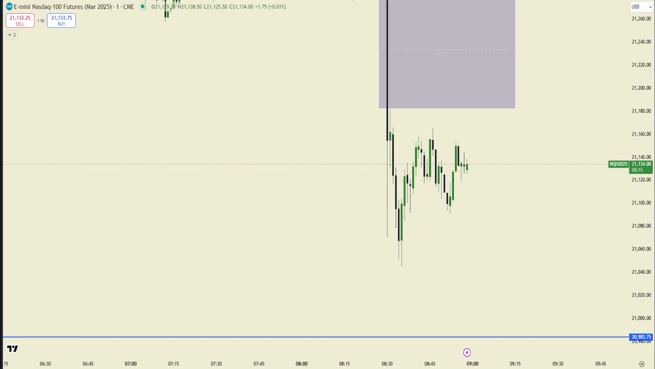Yeah, Jai, it's just the swing that inverses the gap, and then any gaps that are created on that swing.